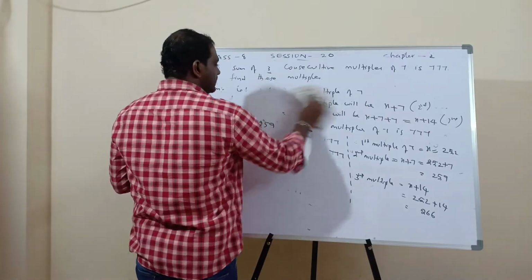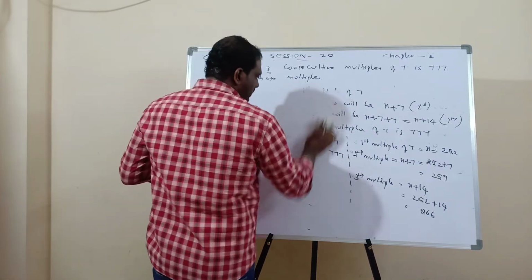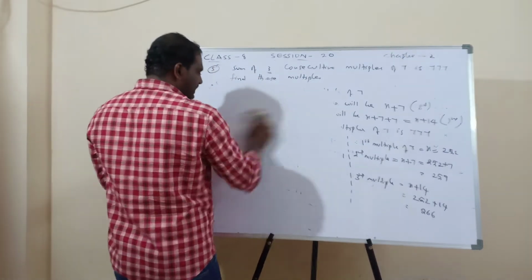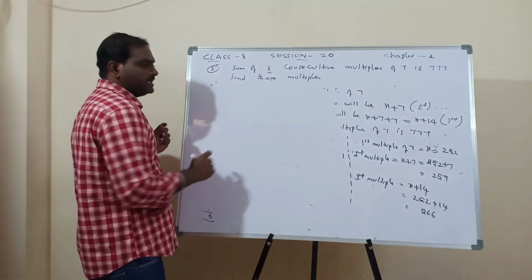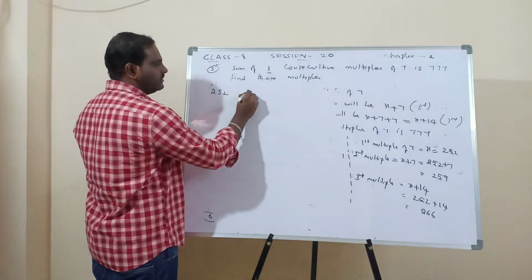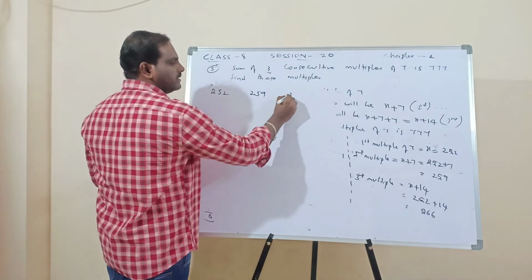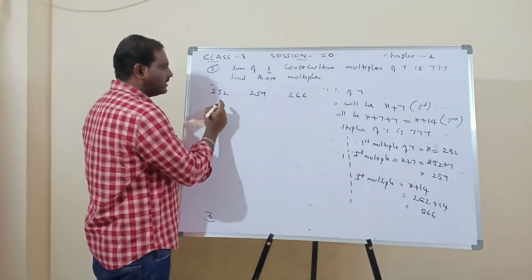So we have to check in two ways. First of all, whether they are multiples or not, we have to check. And second thing is, if we add, we have to get 777: 252, 259, 266. First let us check the multiple or not.